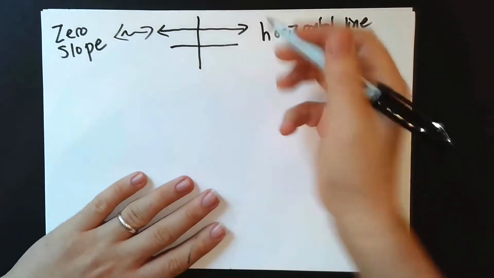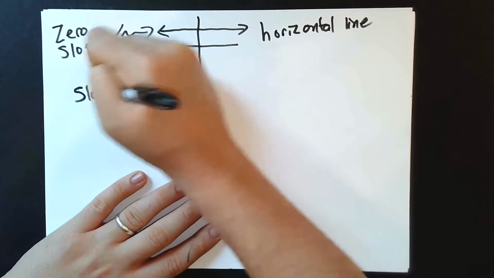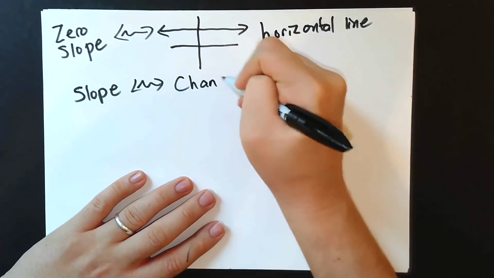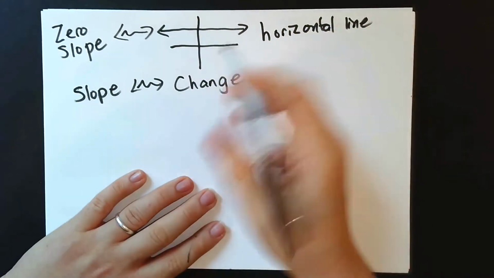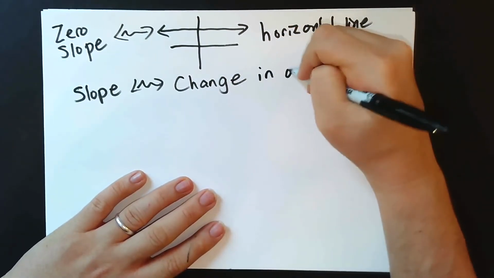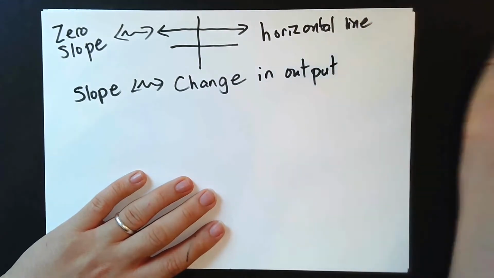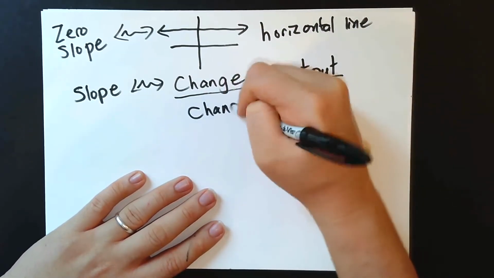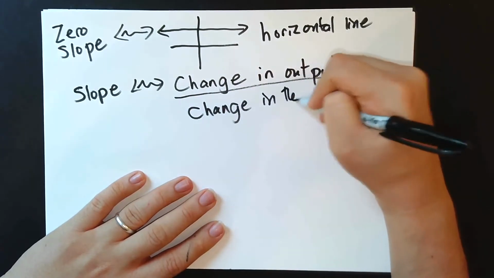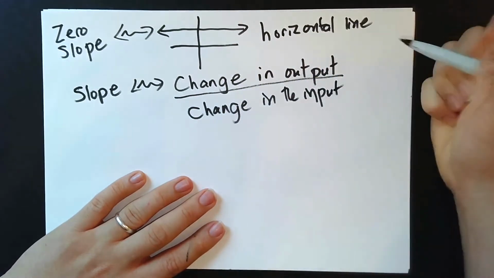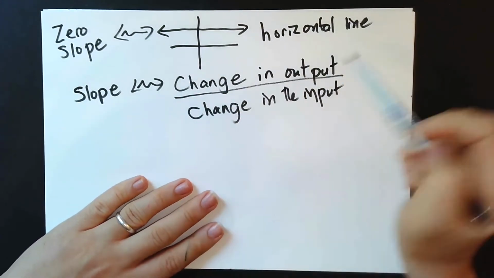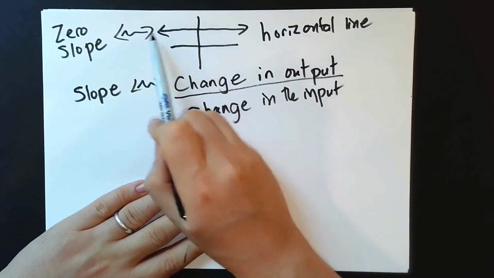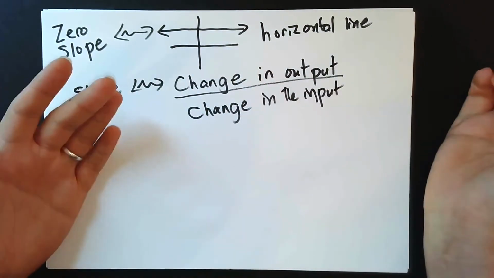Now I want to jump back to this connection between slope and change. When I say that slope is connected to change, it's really telling you about the change in the output, and really per change in the input, but for the moment, let's focus on the numerator here. Let's focus on the change in the output. Zero slope tells you, how does the output change? It doesn't.